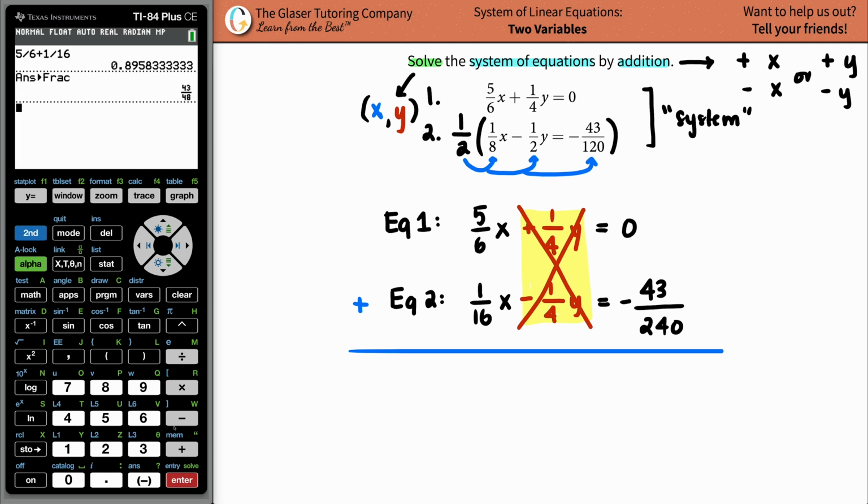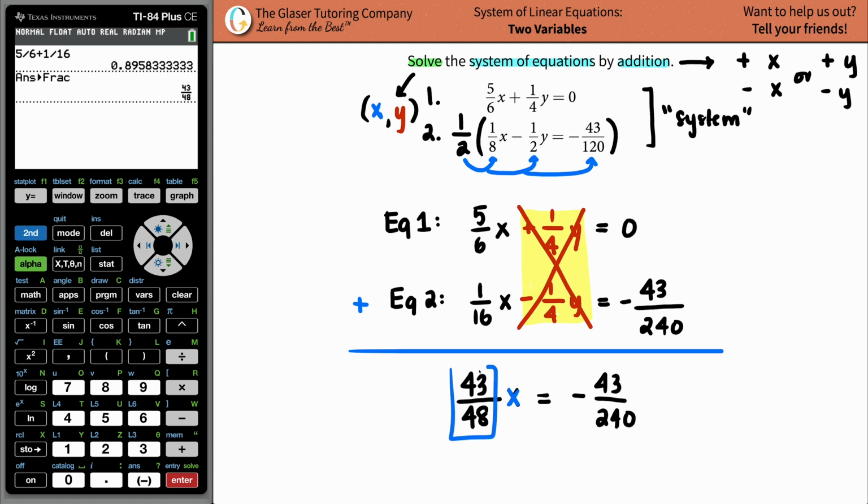So that's going to put your number into a fraction. So 43 out of 48. So let's do that. 43 over 48, and that's x equals 0 minus this fraction, which is just negative 43 over 240. And now let's just solve for x.